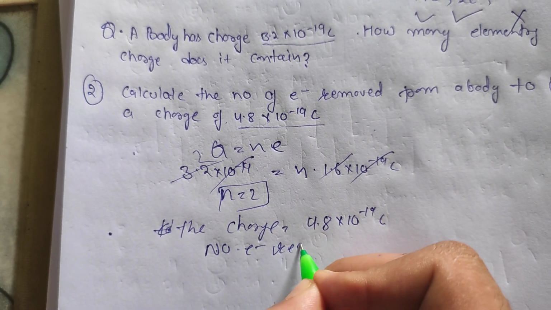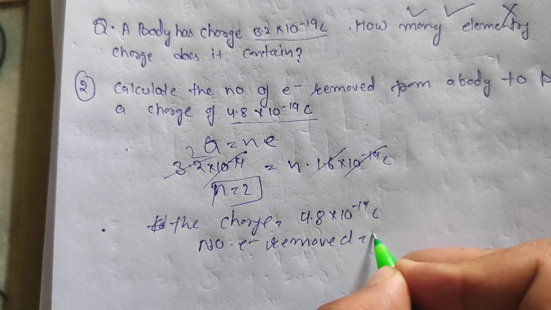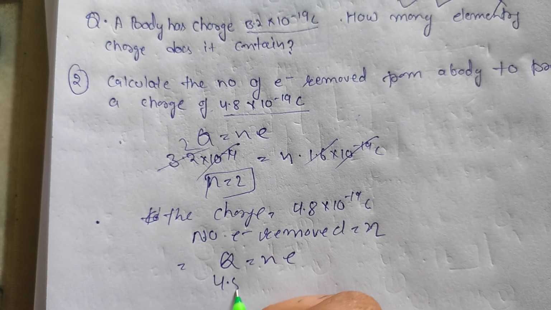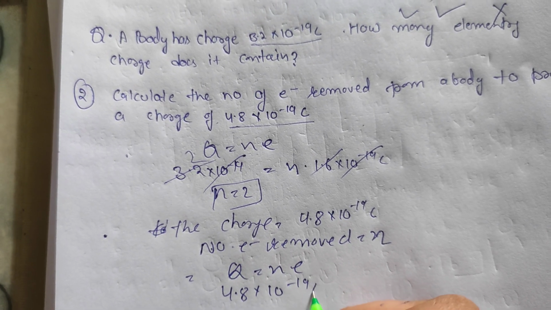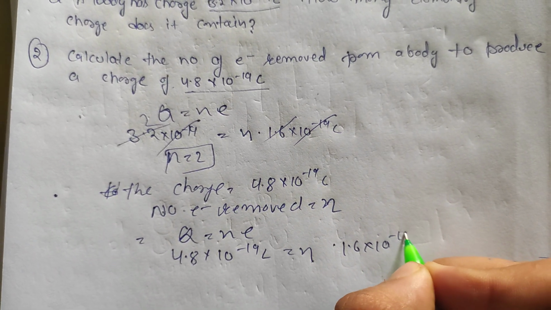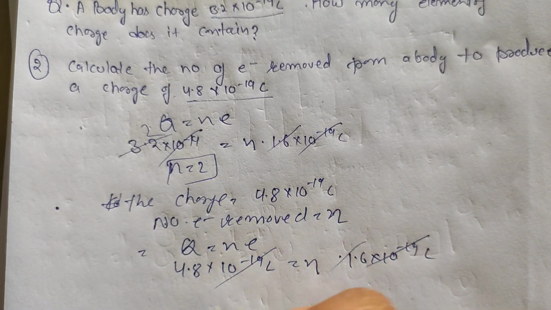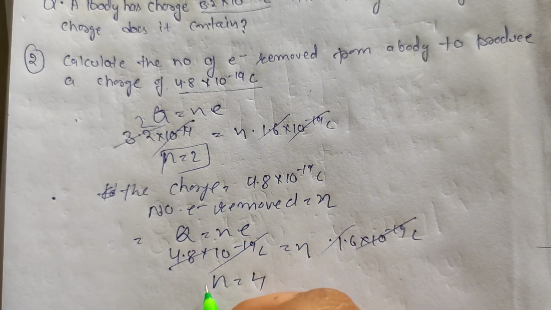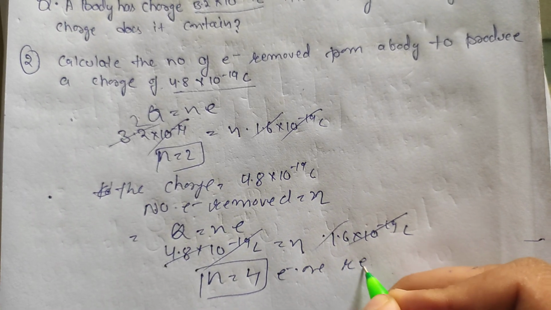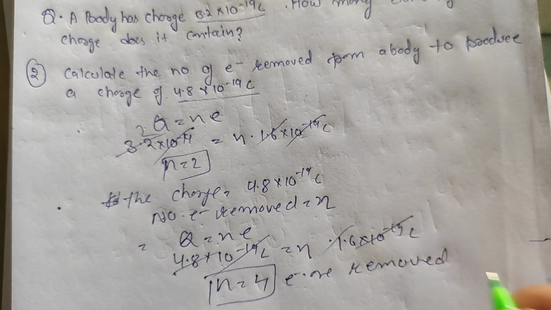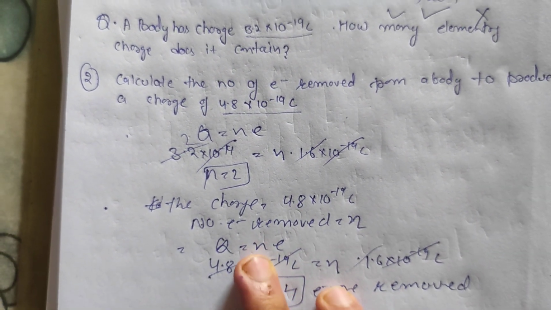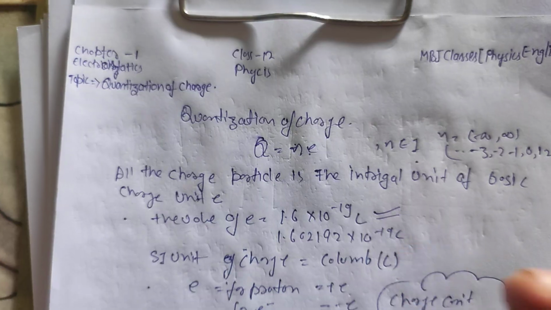Using quantization, n = Q/e, which is 4.8 × 10^-19 coulomb divided by 1.6 × 10^-19 coulomb. By solving this we get n = 4. Basically, 4 electrons are removed when a body is produced with a charge of 4.8 × 10^-19 coulomb. These are the concepts of the quantization of charge.